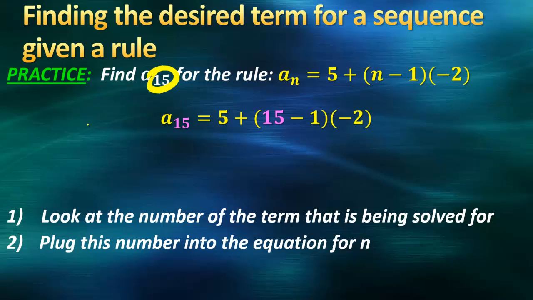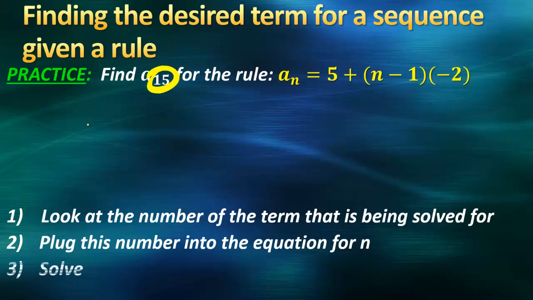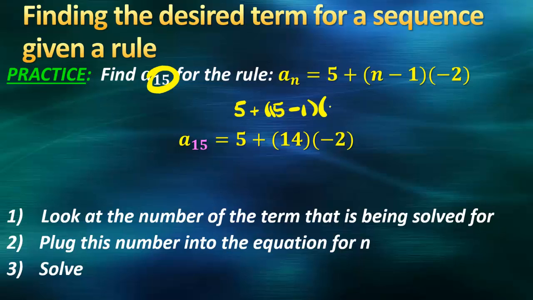So you're going to plug in that 15 and just solve. So we say that 15 minus 1 is 14. So remember, we plugged in the 15. So it's 5 plus 15 minus 1, and then that's times negative 2. So 15 minus 1, that's how we got the 14. And then it's 14 times negative 2 because, again, remember your order of operations.